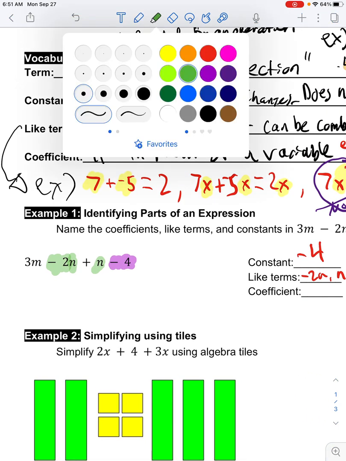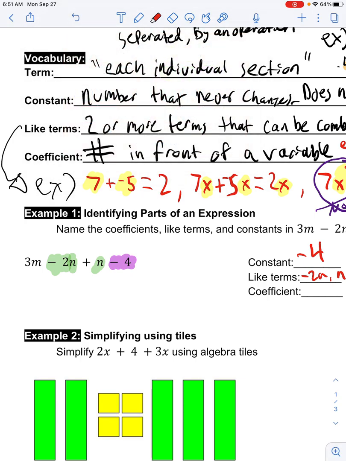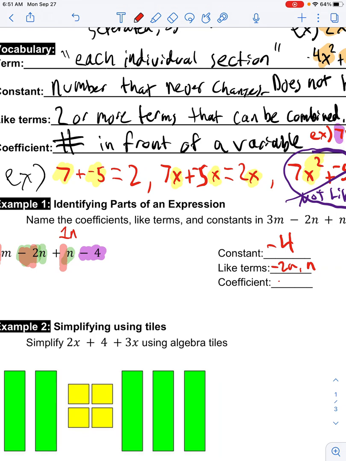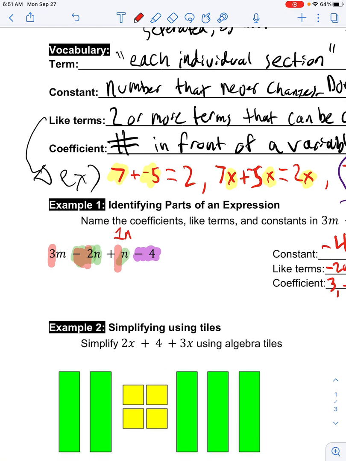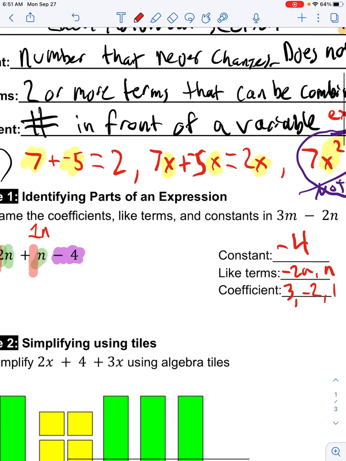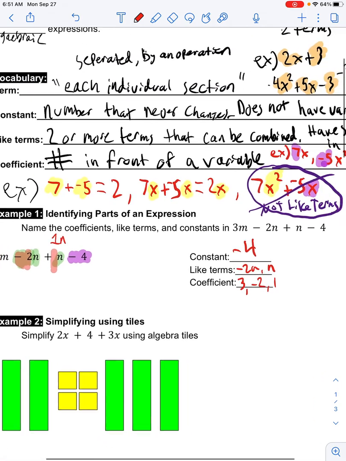And then my coefficients are the numbers in front of my variables. So I see I've got a 3, I see I've got a -2, and remember our multiplicative identity. If there's no number in front of our variable, that's like saying 1 times n. So I would say that my coefficient is a 3, a -2, and a +1. Because 1 times anything equals itself.